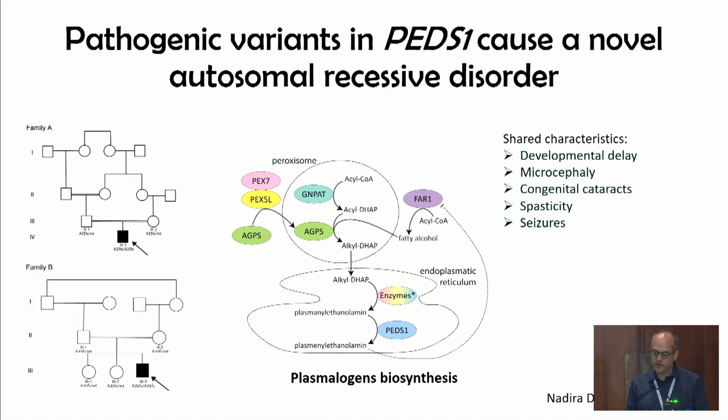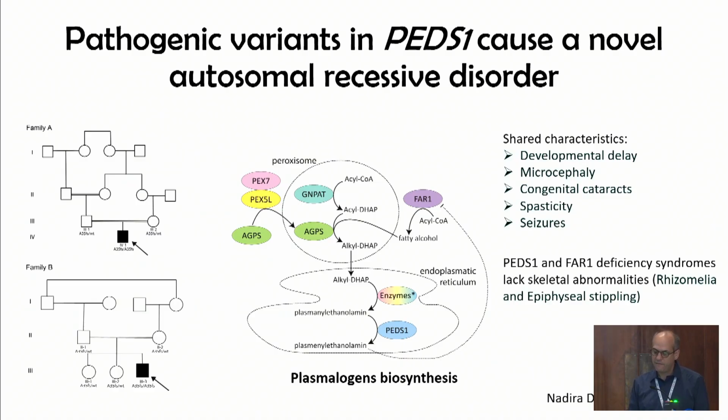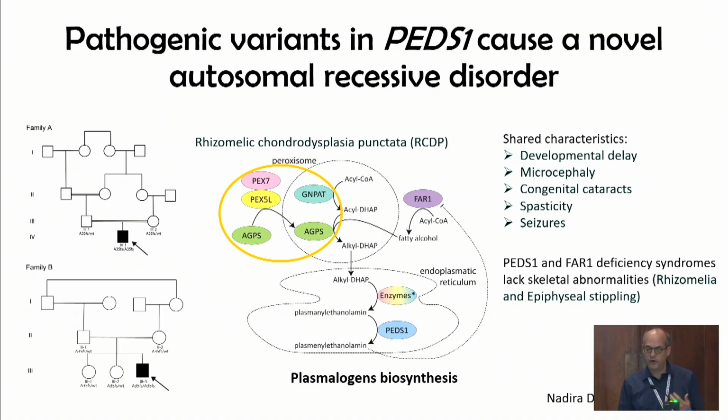But very interestingly, PEDS1 and FAR1 deficiency lack some of the skeletal abnormalities that are seen for this group that I've just circled, of genes that all function in the peroxisome and belong to this RCDP syndrome. And it's possible that where those proteins are explains the differences in phenotypes.